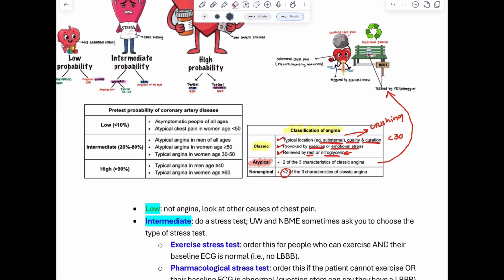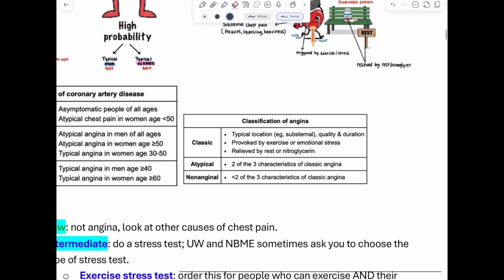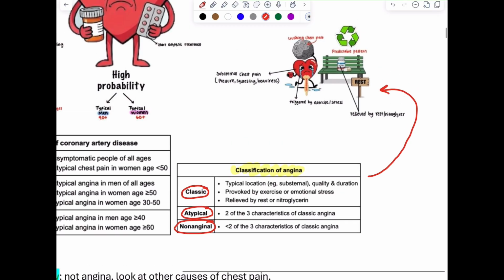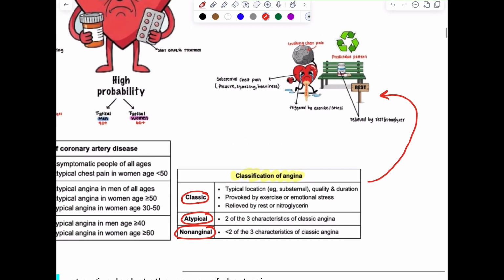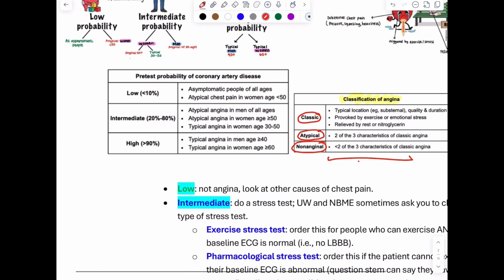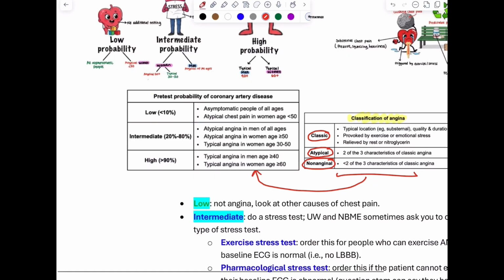So when you're studying for the internal medicine shelf exam, memorize this table. Memorize what it means for it to be angina, memorize what it means for it to be atypical, and what it means to be non-anginal. And remember this photo right here to give you a visual to remember, okay? So why does this classification matter? Because it's going to help us determine the pretest probability.